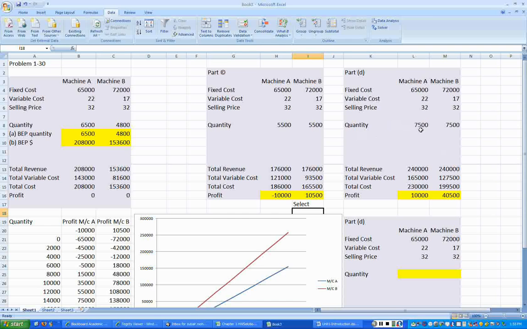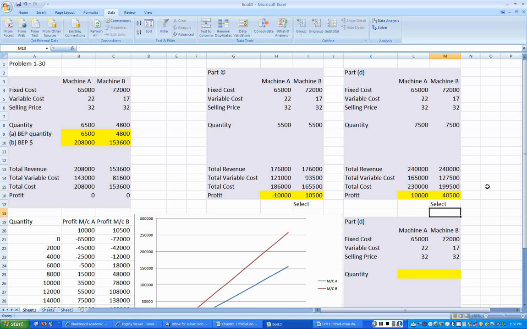Now, what if it is 7500? I can go back and change it right here, or you can just copy the entire thing, paste it over here, change that to 7500 and note down the profit. Even at 7500 level, machine B still is the most profitable one.